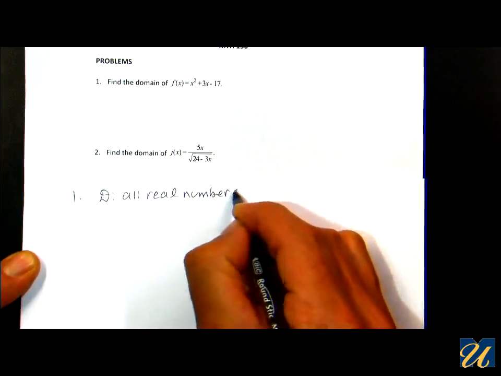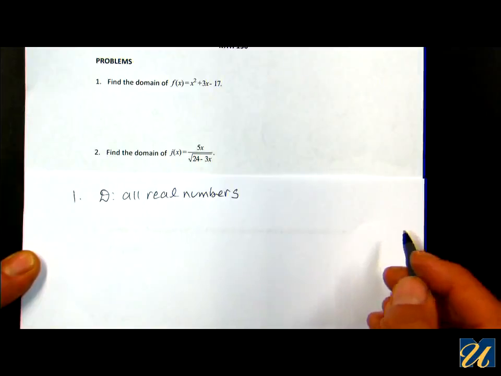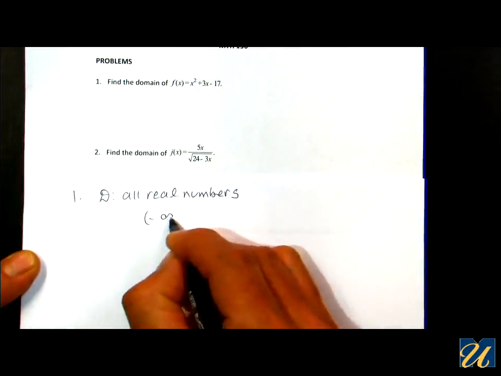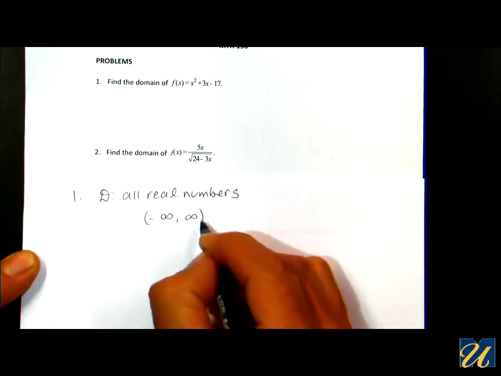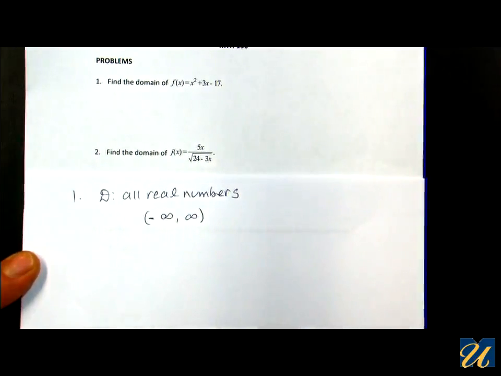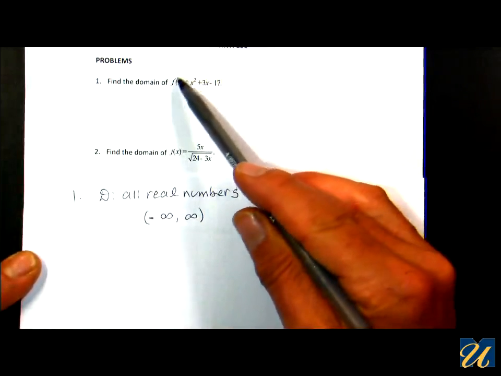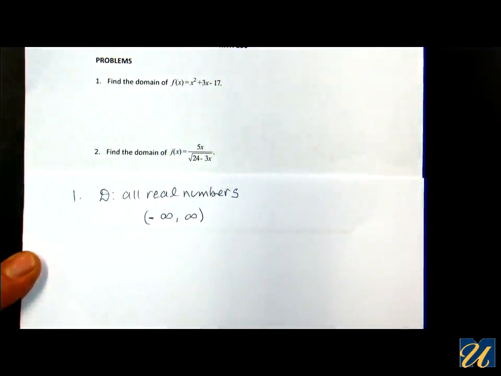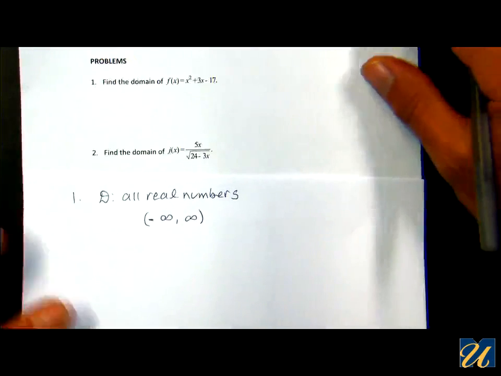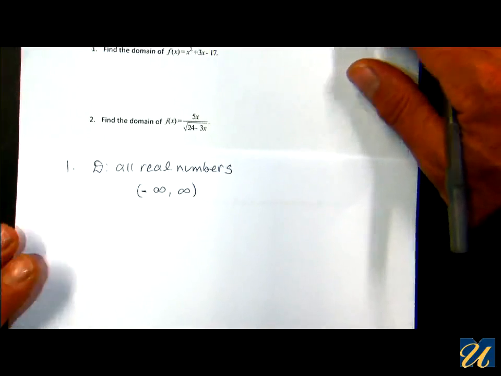That's how you say it in words. Well, all real numbers means every number on the x-axis, negative infinity to plus infinity. In other words, there's no number that you can't substitute in here for x and calculate the corresponding y coordinate. So the domain is all real numbers. This is not the case with problem 2.